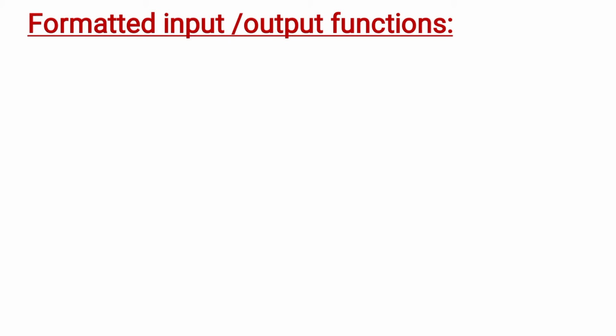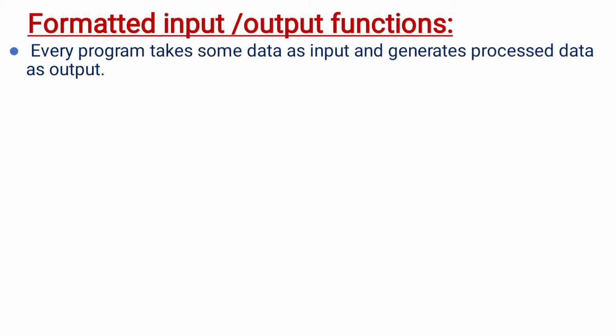Formatted input and output functions. Every program takes some data as input and generates processed data as output. In every programming language we write programs, and in every program we have to input some data. The program has to do some processing. After processing, a particular result will be provided as the output. That is the purpose of a program.